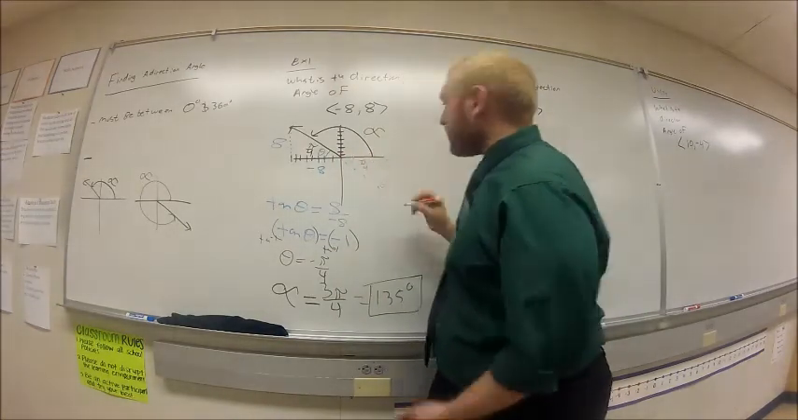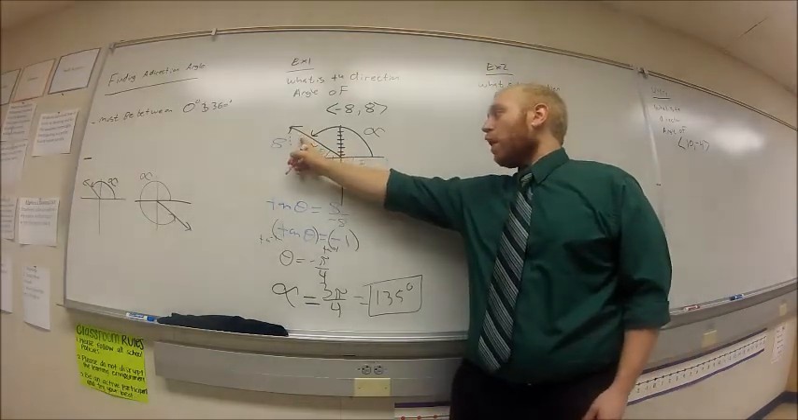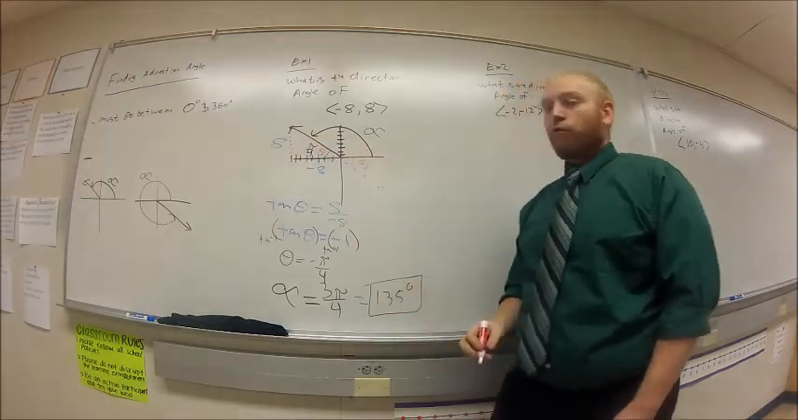And remember, going around here, that is negative. So the reference angle is pi over 4. But remember, it's in this quadrant. So move it to pi over 4.